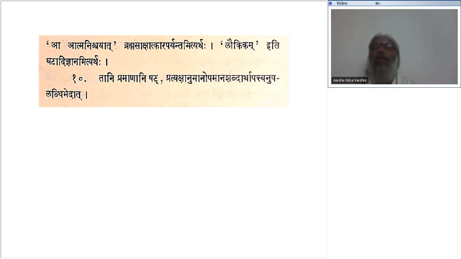Then arthapatti is called presumption in English. It is also based on something called anyatha anupapattihi, otherwise it is not possible. Using that kind of logic, we arrive at something. The classical example is Pino Devadattaha Dinena Bhunte. So Devadatta, who is stout, let us say, we don't have to say fat, does not eat during the day.